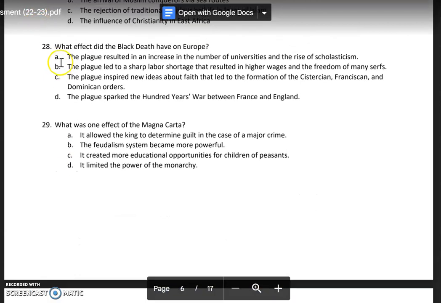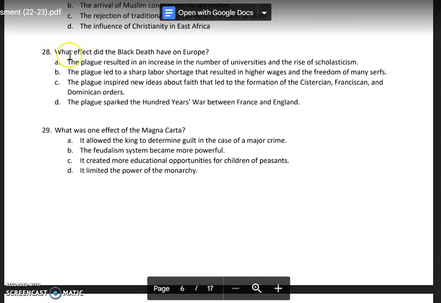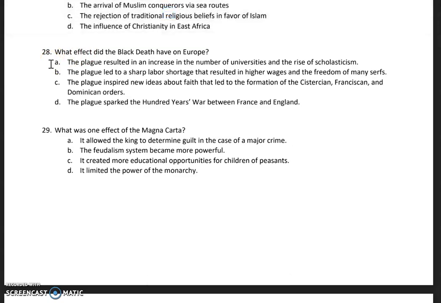Number 28. What effect did the Black Death have on Europe? A. The plague resulted in an increase in the number of universities and the rise of scholasticism. B. The plague led to a sharp labor shortage that resulted in higher wages and the freedom of many serfs. C. The plague inspired new ideas about faith that led to the formation of the Cistercian, Franciscan, and Dominican orders. D. The plague sparked the 100 Years' War between France and England.